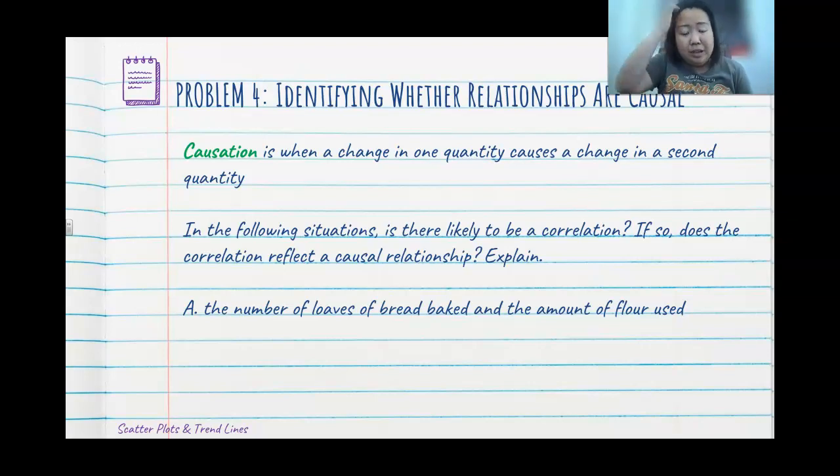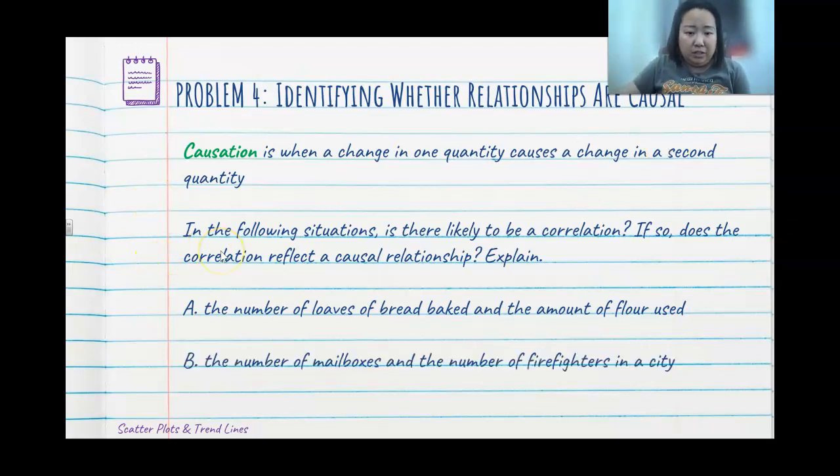All right. The other situation, let's see here, is the number of mailboxes and the number of firefighters in a city. All right. So is there a correlation between the number of mailboxes and the number of firefighters? Well, you know that the more mailboxes you have, it simply says that the higher population the city will have. And if that is the case, then you will have more firefighters as well. All right? The bigger the city, then the more firefighters there will be.